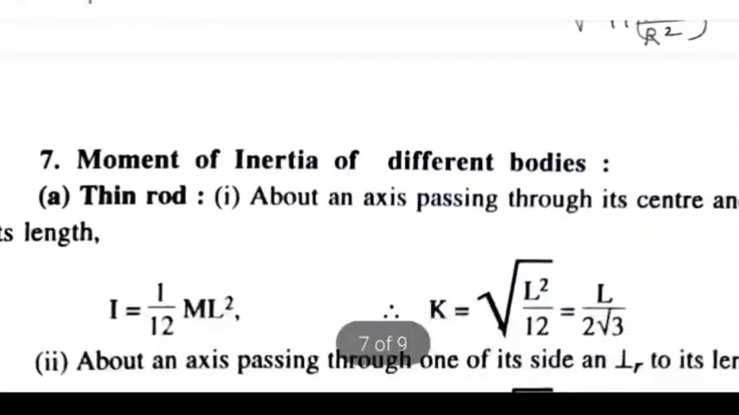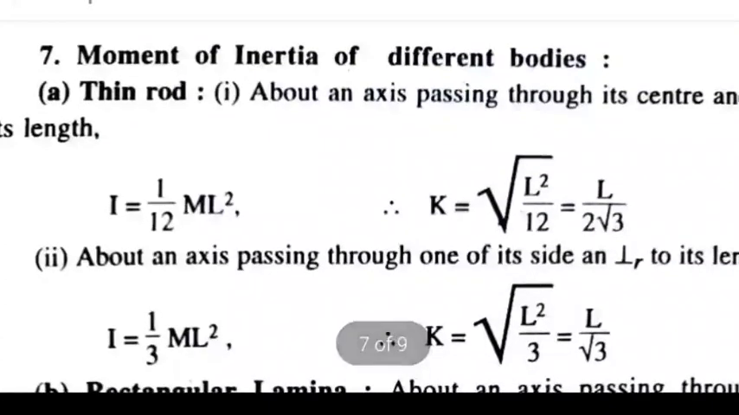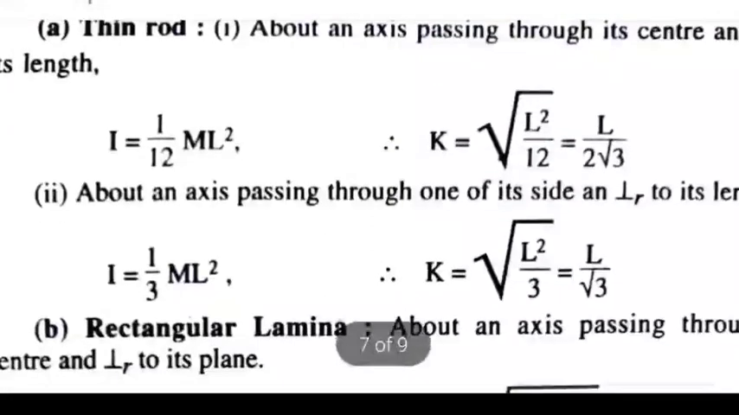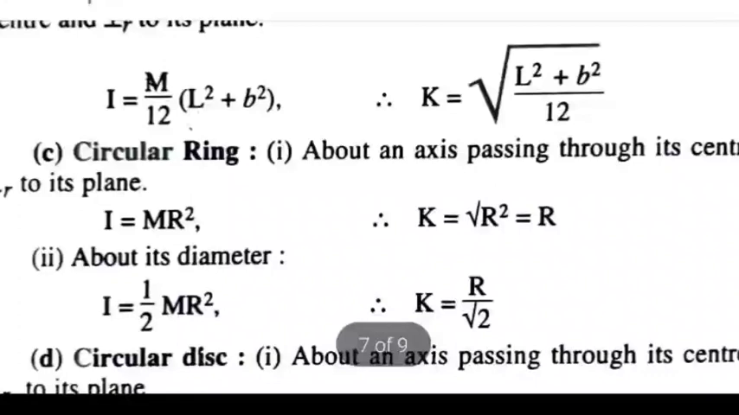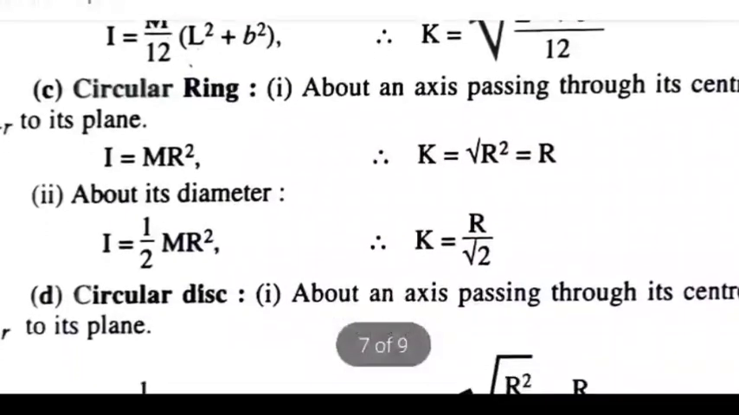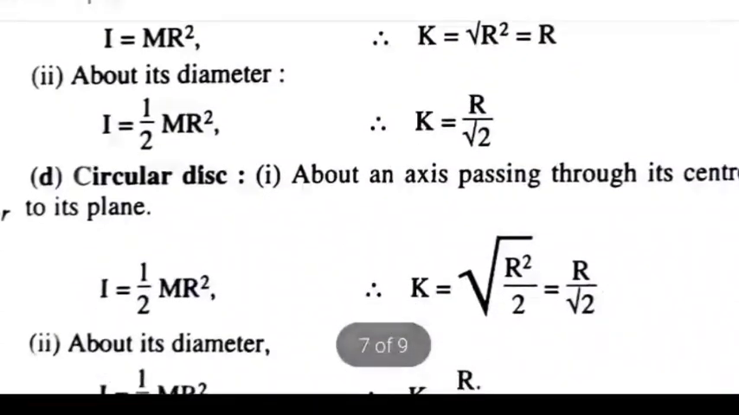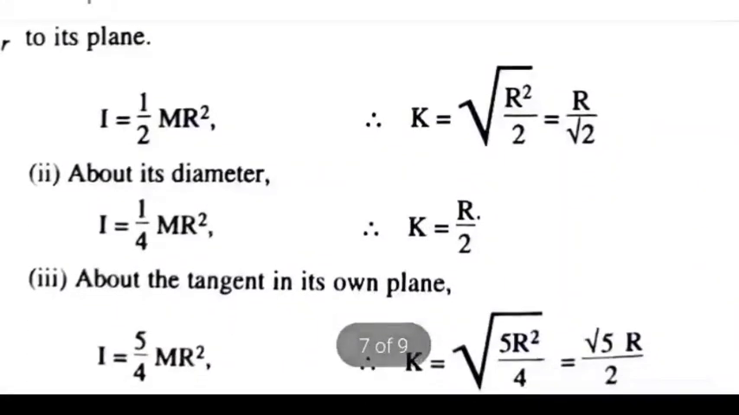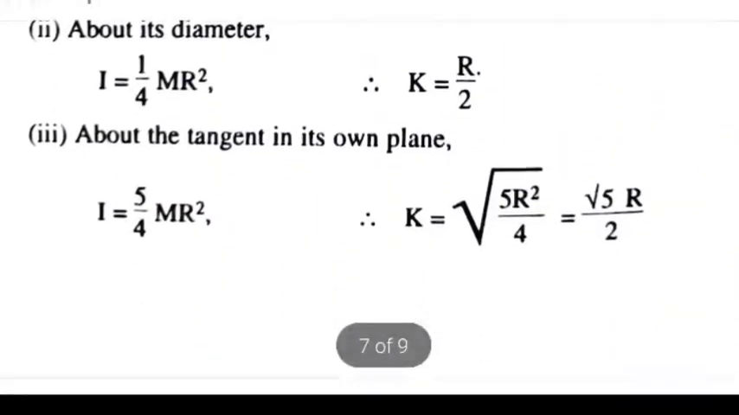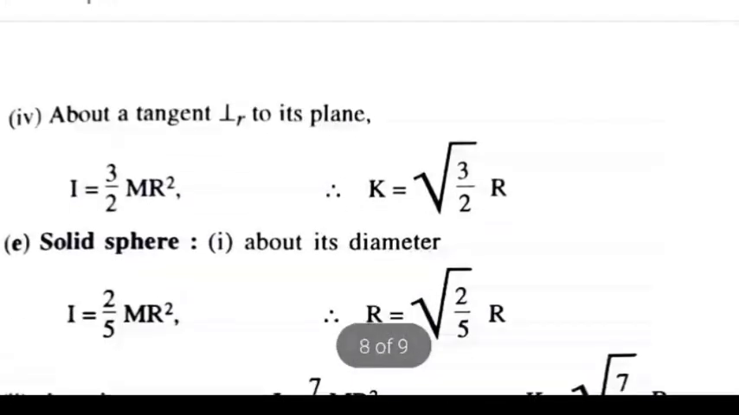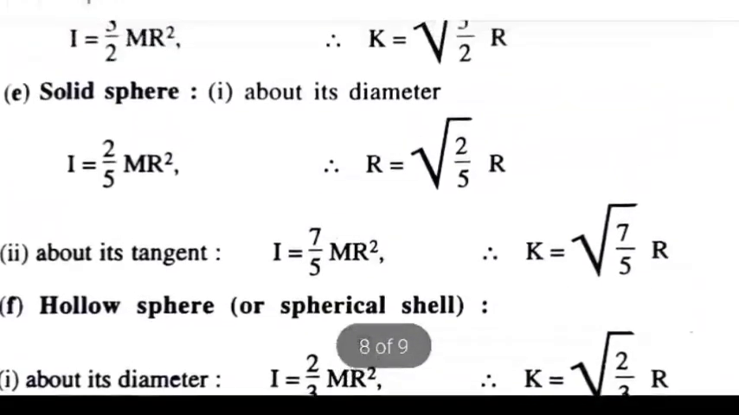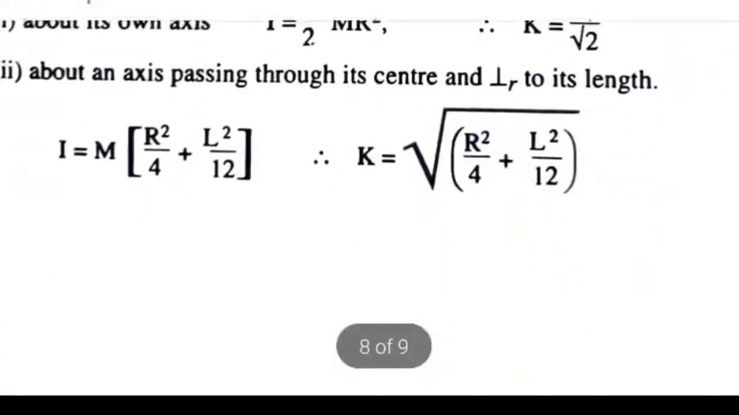Next is the moment of inertia of different bodies. The table is also given in your textbooks, but still you may take screenshots. Similarly, we have found the radius of gyration in each case. The PDF is also attached in the discussion, so you may download it.